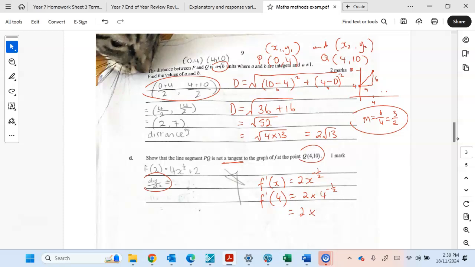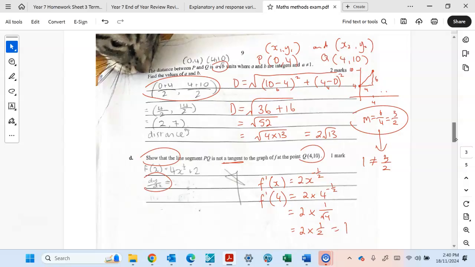So just dealing with this 4 to the negative 1/2, that negative means we take the reciprocal of it, and 4 to the power of 1/2 is the square root of 4. So it's going to be 2 times 1/2, which is equal to 1. Now, it says show that it's not equal, so we did the gradient before, so you can basically say 1 is not equal to 3 on 2, and that's probably enough.